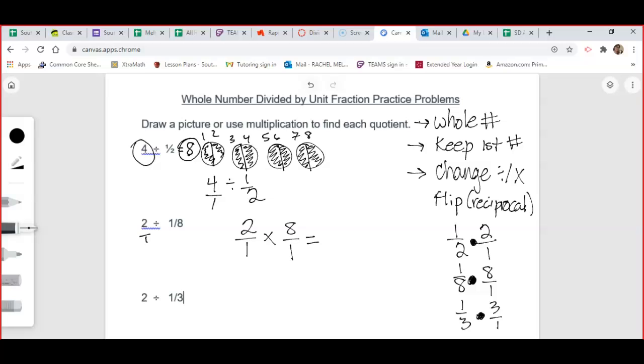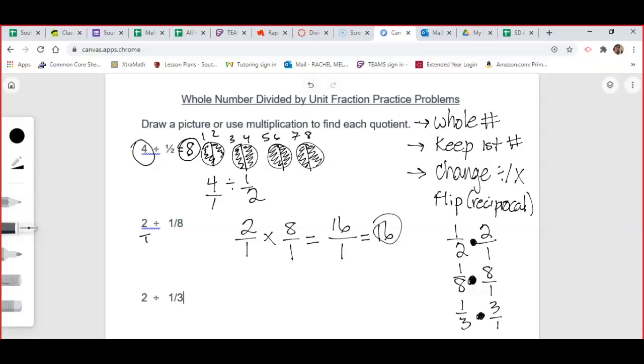Multiply 2 and 8. Okay, so 2 times 8 is what, everybody? 16. And 1 times 1 is? 1. So 16 divided by 1 is? 16. So our answer here is 16. Okay. For those of you that are paying attention, this should be starting to make some sense now.